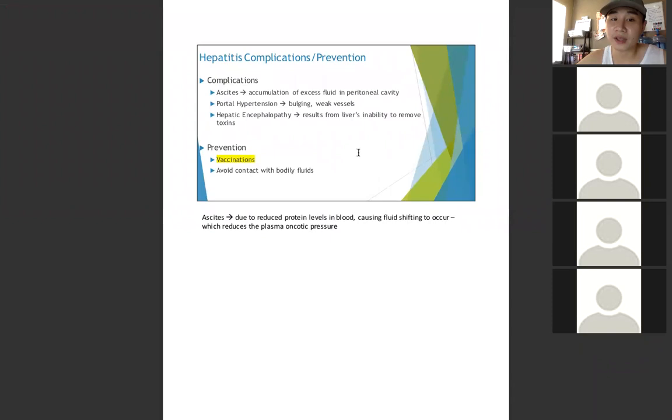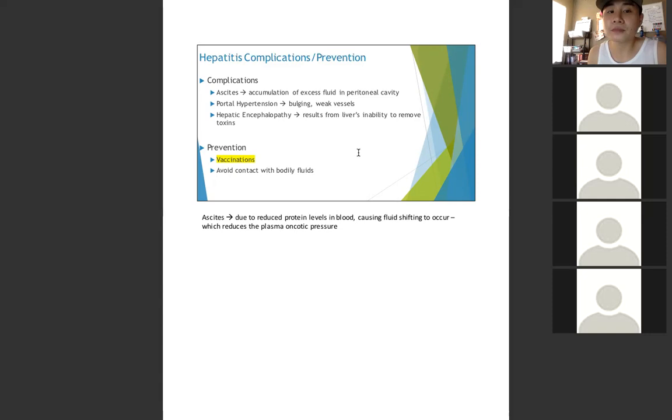So a complication of hepatitis can lead to ascites, which is the accumulation of excess fluid in the peritoneal cavity. Like I mentioned earlier, one of the functions of the liver is to produce protein, and albumin is a protein. When there's damage to the liver, albumin production will decrease. And if there's no albumin in the blood vessel, the fluid will leak out of the blood vessel and accumulate in the peritoneal area and cause swelling, ascites, edema in the belly area.